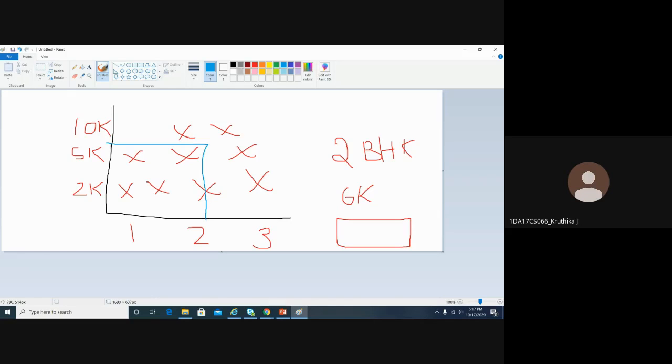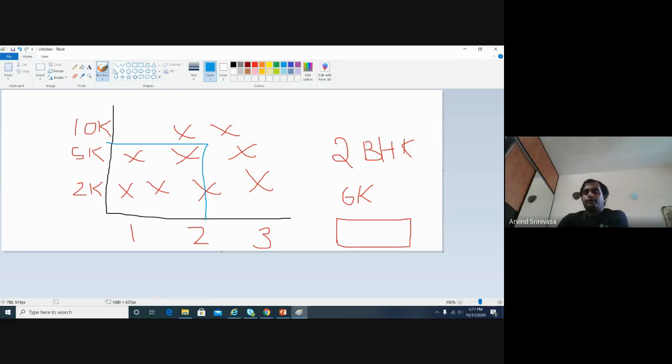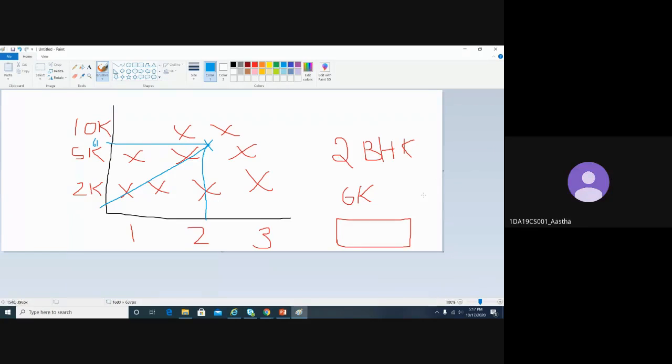First, we can eliminate houses of 1 BHK and 3 BHK. Okay. A simple thing is my constraint is 6K and I want 2 BHK. So this is the intersection point. So from here I can fit a line. Correct, right? Yes, sir.